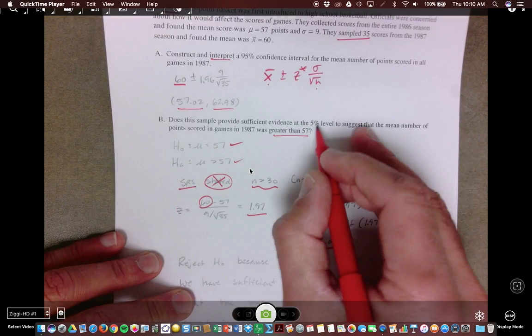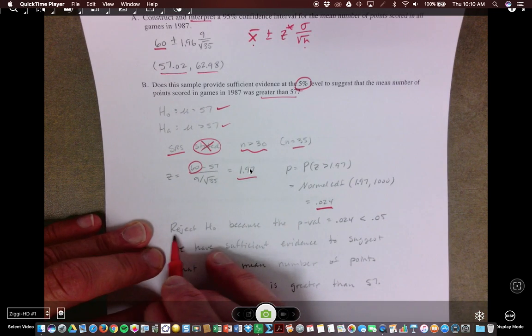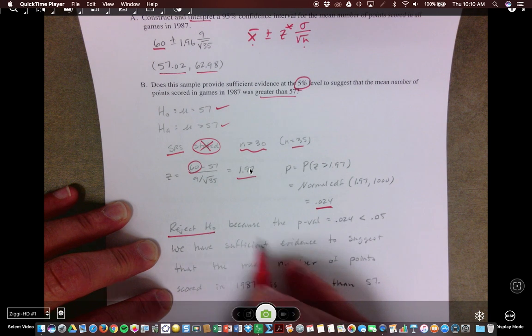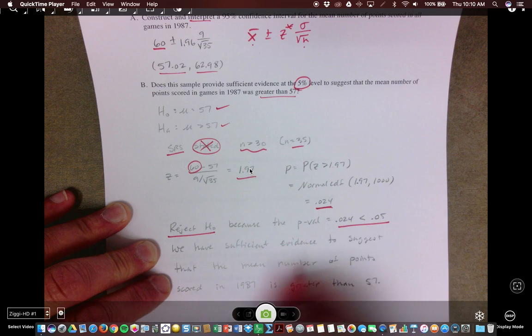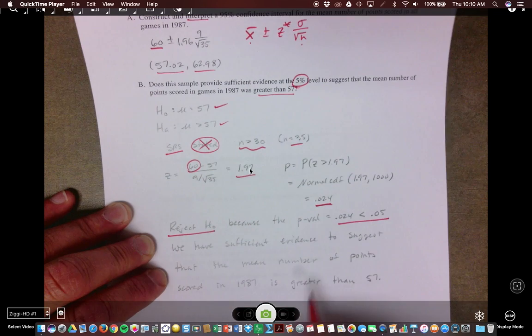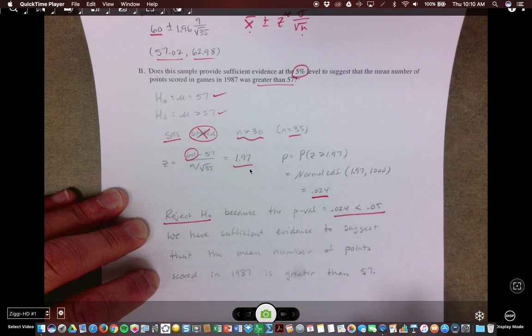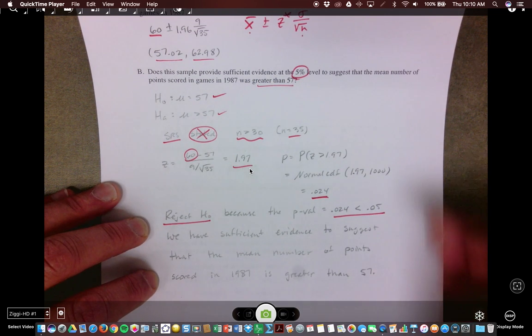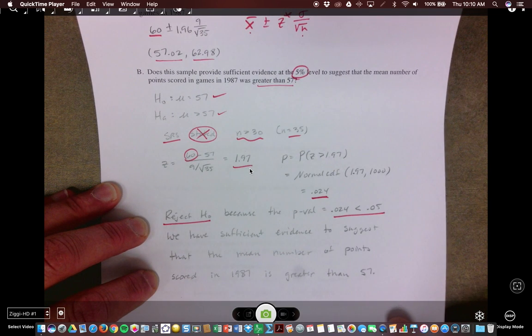Now this one said at the 5% level, because this is smaller than 5%, we're going to reject the null hypothesis. Because our p-value is less than 0.05, we have sufficient evidence to suggest that the mean number of points scored in 1987 is greater than 57 points per game. So I guess the conclusion here would be that the introduction of the three-point shot seems like it may have an effect on the total number of points that teams are scoring that next year.